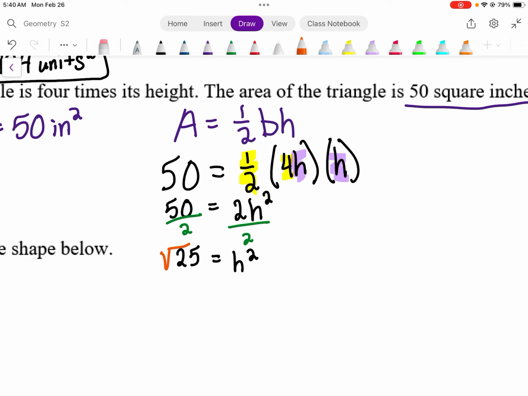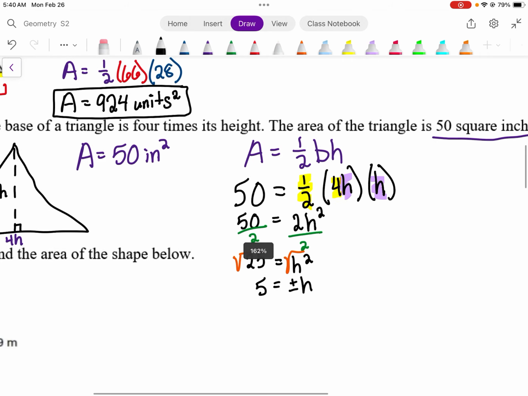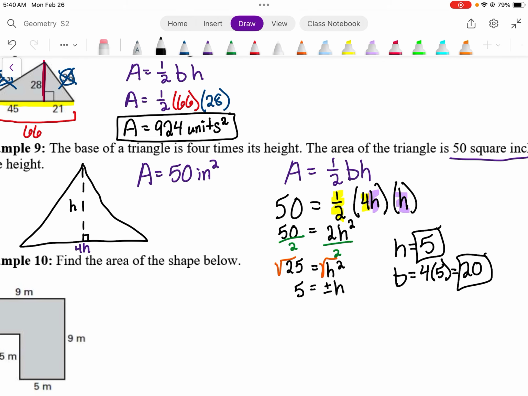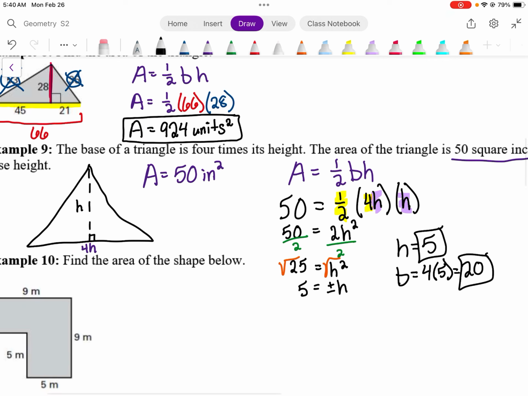And then we need to take the square root. Normally you get 2 answers when you take the square root, but because this one we are talking about a shape and measurements, we're going to leave the height as only a positive 5, which means our base would be 4 times 5, or in other words, it would be 20. And those would be our 2 answers. With this, you want to make sure you find both parts after you find the value of the variable.